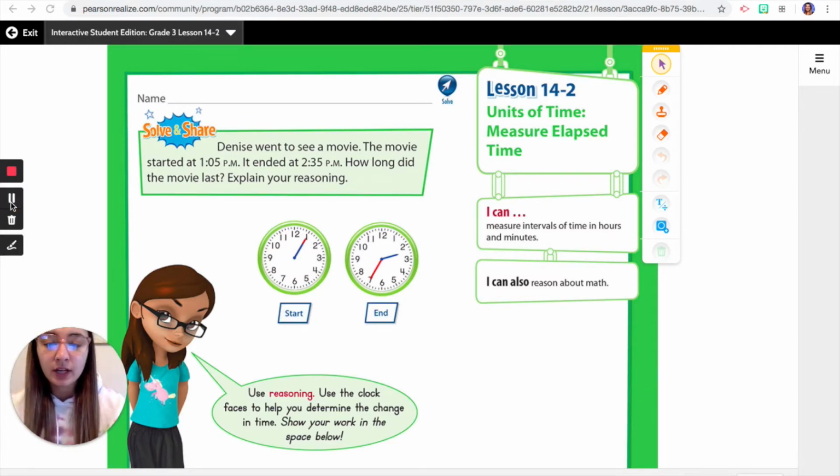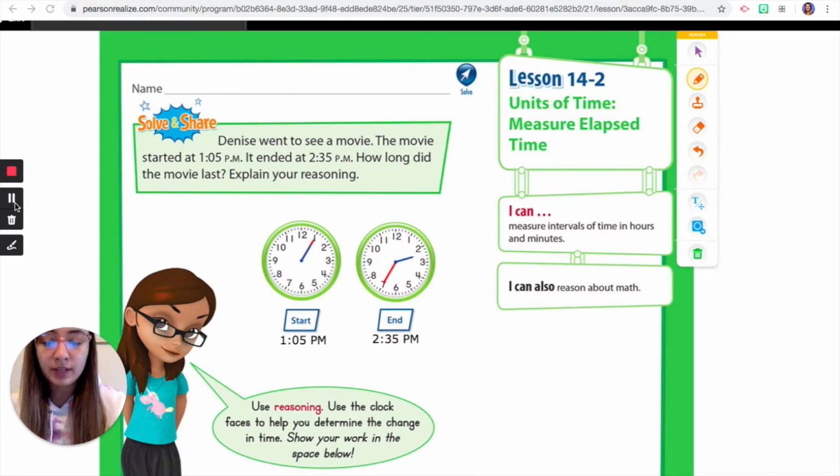All right, so the first thing that I'm going to do is read the solve and share problem to you. It says, Denise wants to see a movie. The movie started at 1:05 p.m. It ended at 2:35 p.m. How long did the movie last?